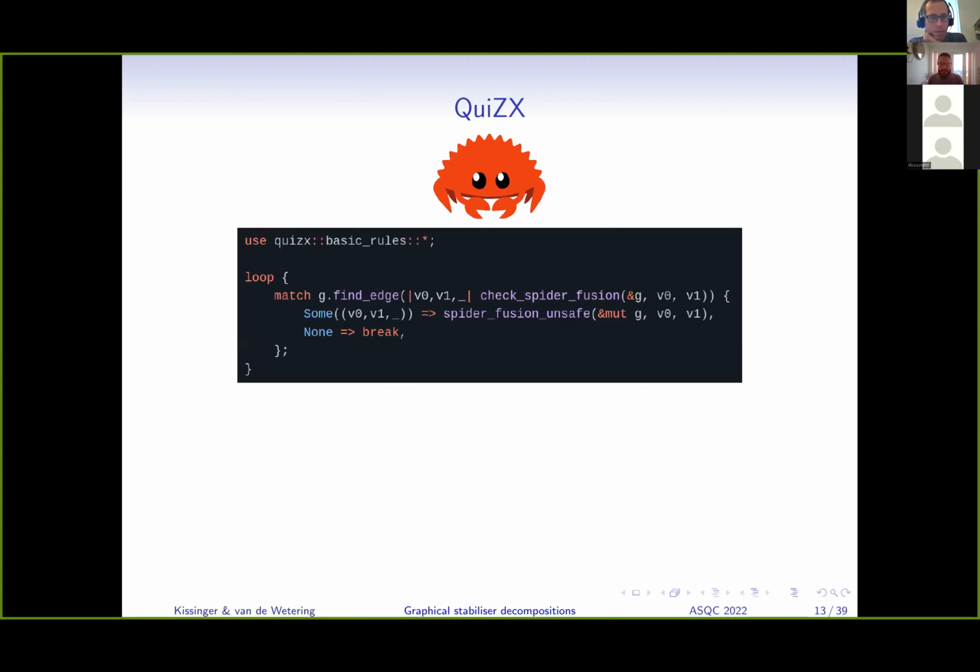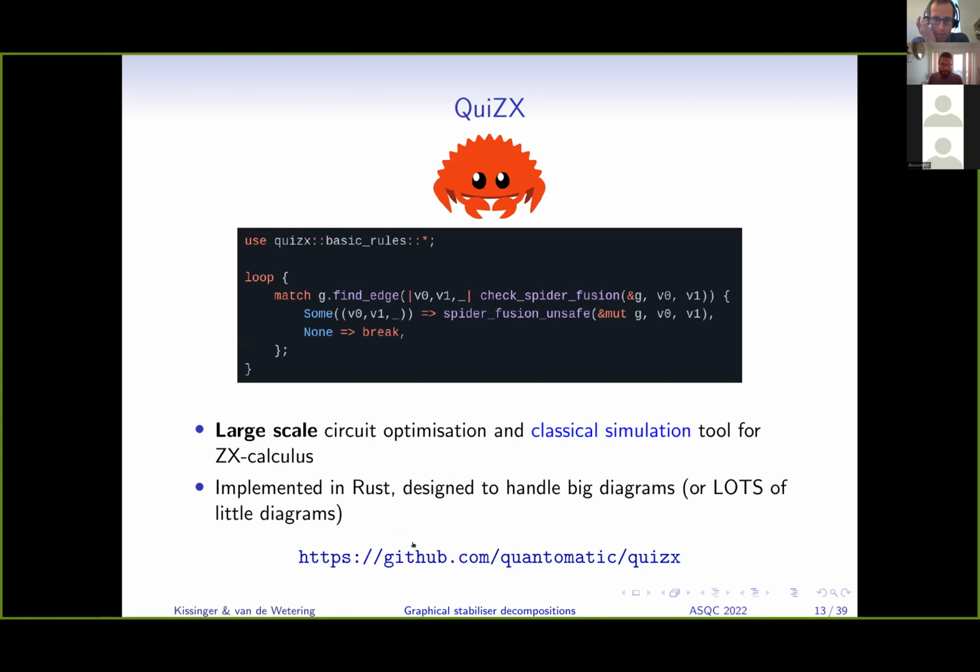For doing some serious computation, there's also a port of this to Rust. Rust is a systems programming language for writing very fast programs. It's called QuiZX. This is a large-scale circuit optimization and classical simulation tool for the ZX calculus, which you can also find on GitHub. I'll show a little bit of QuiZX later.